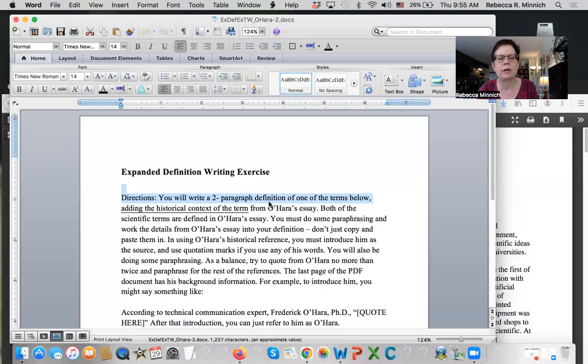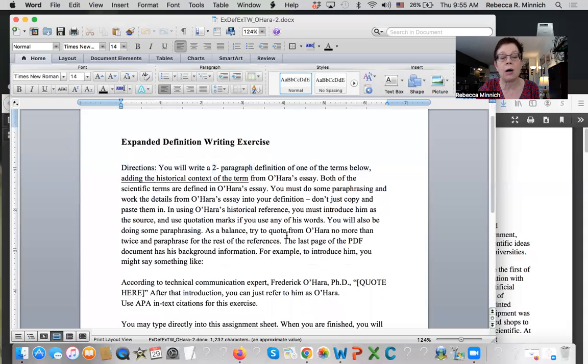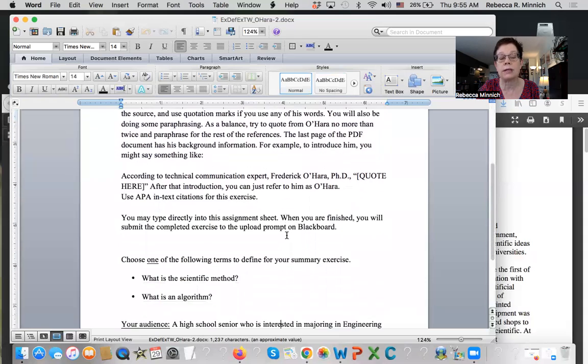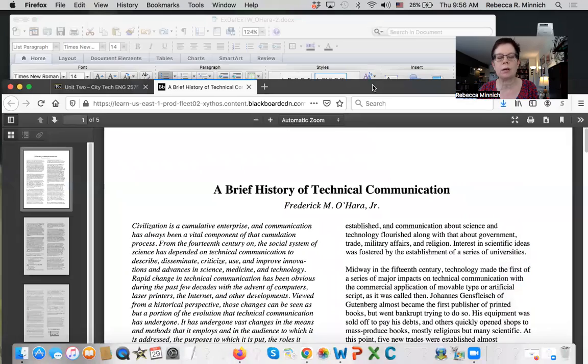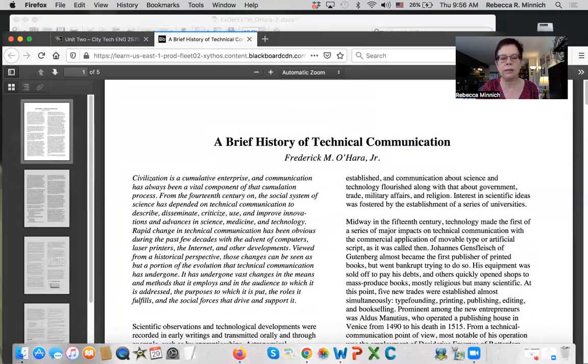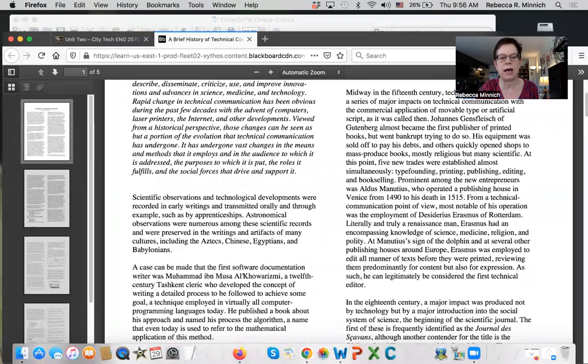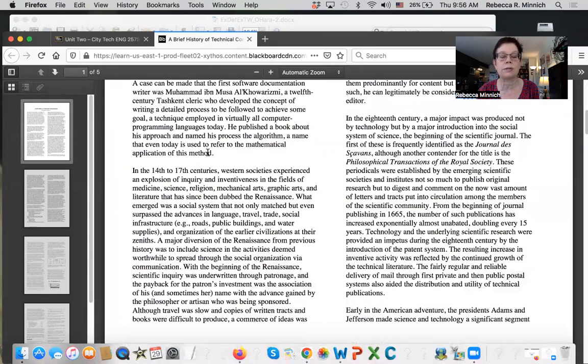Or Frederick O'Hara's article. And I don't quite get why that was, because it says here, all you need is a 2-paragraph definition of one of the terms below. And you can choose either an algorithm or the scientific method. And in those 2 paragraphs, you answer the question, what is the scientific method? What is an algorithm? So in Frederick O'Hara's article, there's a very limited amount of text that answers those questions.